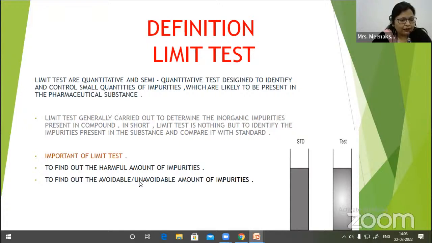Another thing is that impurities should be at a very well defined level, something like 0.002, in ppm or whatsoever. So harmful impurities should be removed from the pharmaceutical substance. That is why we carry out the limit test, and limit tests are very important in making the APIs or in further formulations from the API.